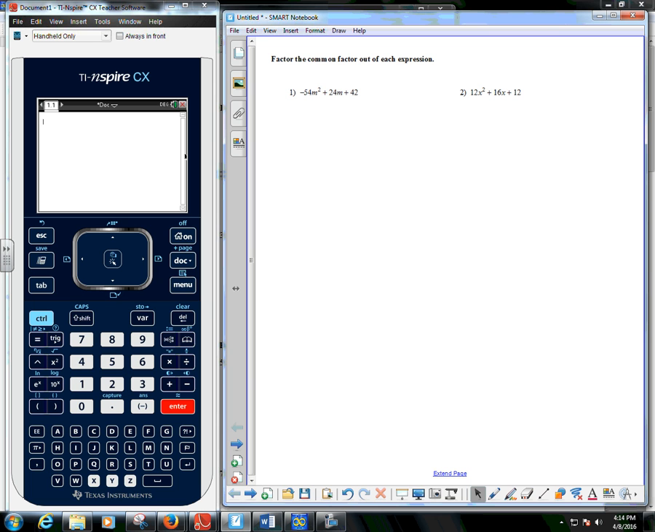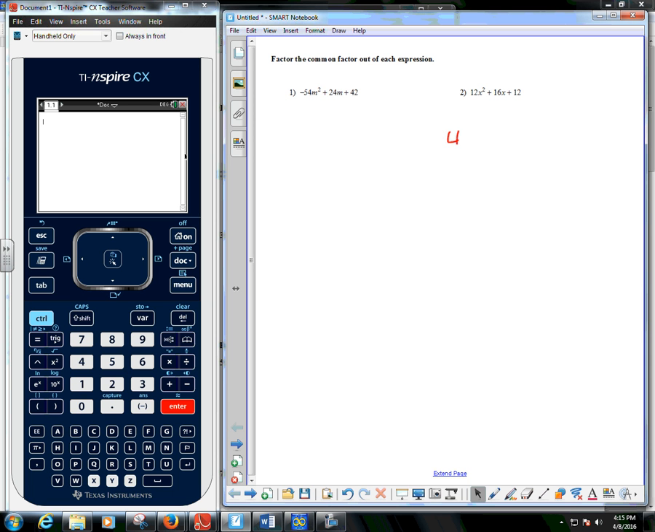So in this particular case, I look at 12x squared plus 16x plus 12, and the first thing I notice is not each one of those terms has an x to give, and so there will be no x in my GCF. So I look at 12, 16, and 12, and I think about the biggest number that goes into all of those numbers, and I believe it's going to be 4.